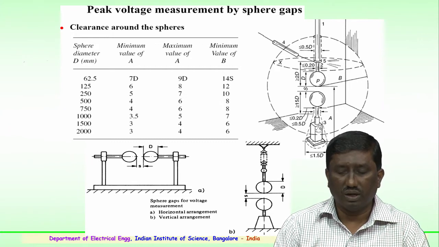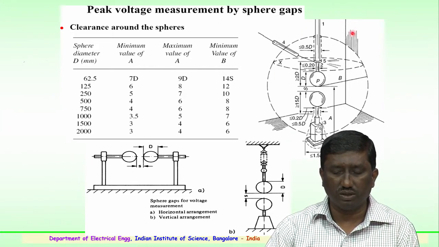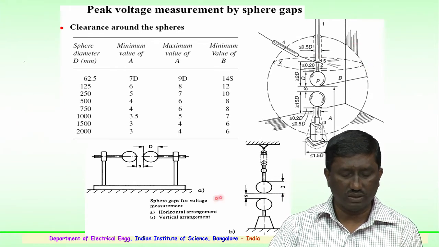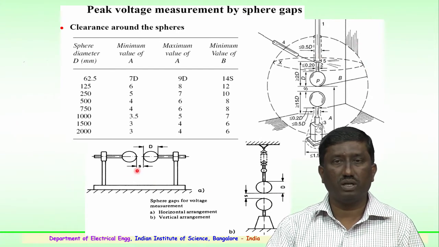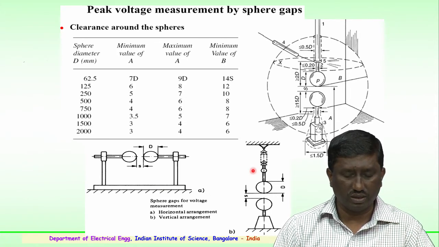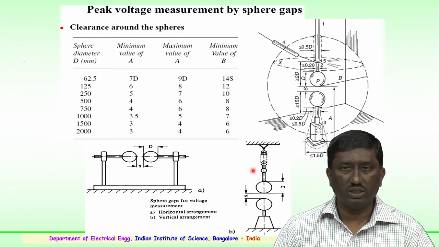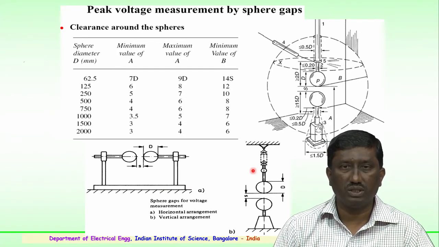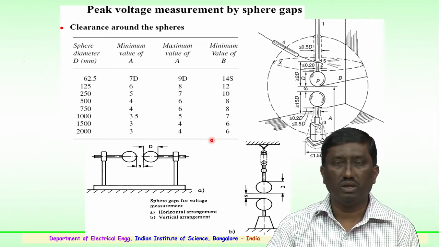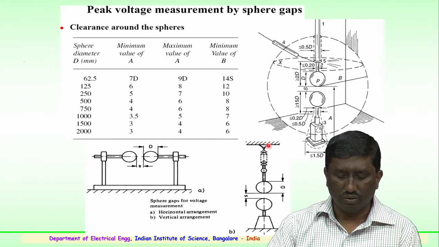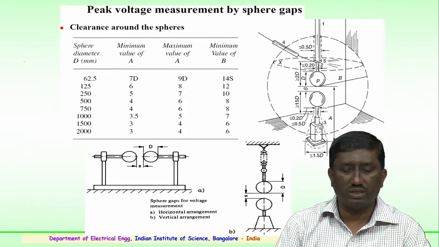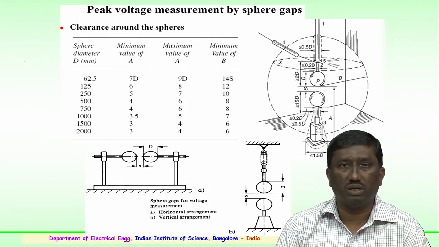So, what is the minimum clearance? We have seen the sphere gap assembly, the vertical sphere gap assembly. This is in case of the horizontal. So, sphere gap arrangement could be horizontal or vertical in nature for the measurement of voltages, and which type of arrangement to use depends upon the level of voltage which is to be measured. Here you can see the clearances as per the specifications given.